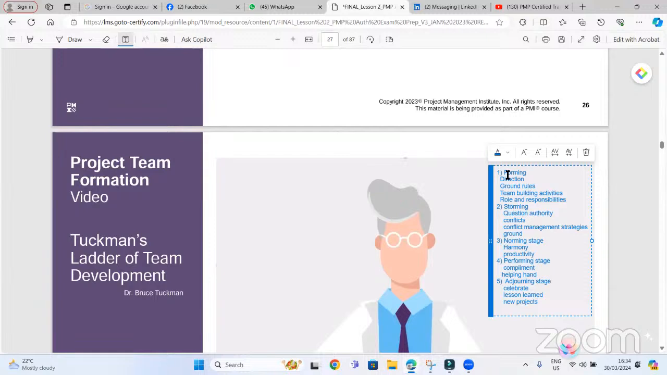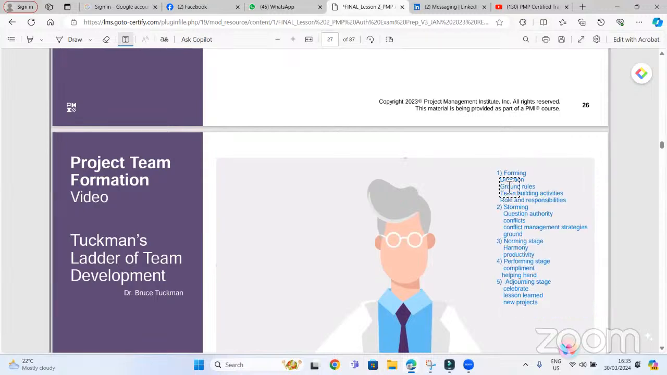So these are the 5 stages that were given to us by Bruce Tuckman more than 20 years ago. Actually, first he gave the model of 4 stages, and later on he added the last stage, which is the adjourning stage. So yeah. Any questions on these stages of team development?